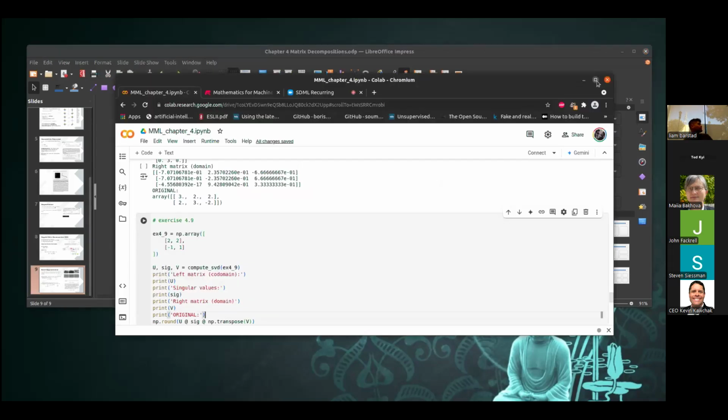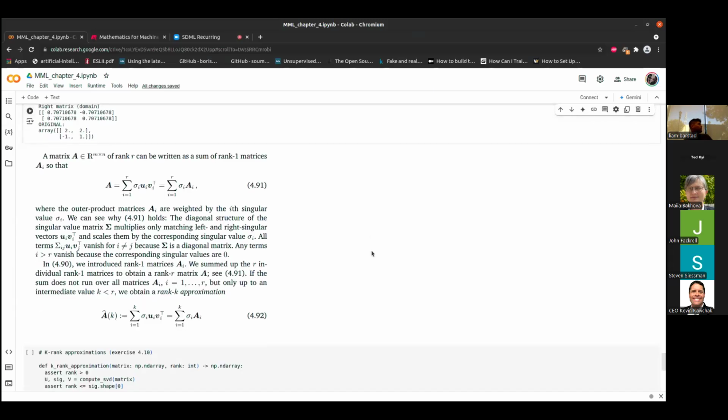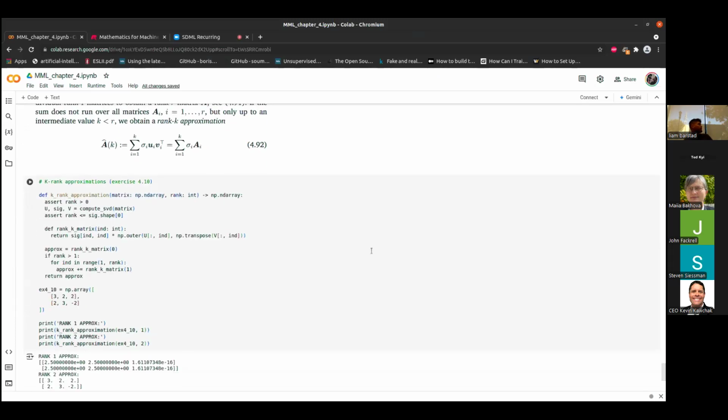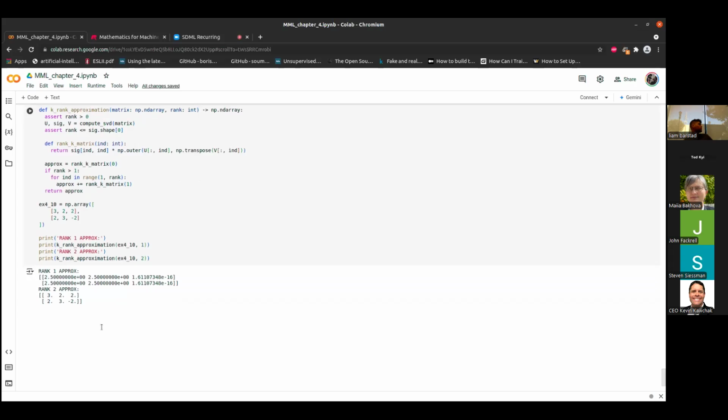Anyways, so yeah, computing this rank K approximation is pretty straightforward. For each row or column, you find the outer product, multiply it by the singular value, and then you get some sort of approximation. So this is basically the answer, with way more decimals than it needs to have, but that's okay.